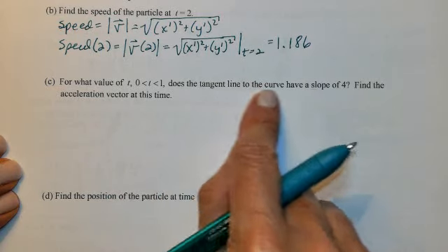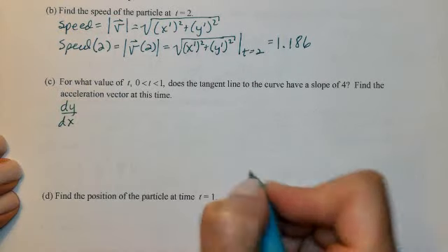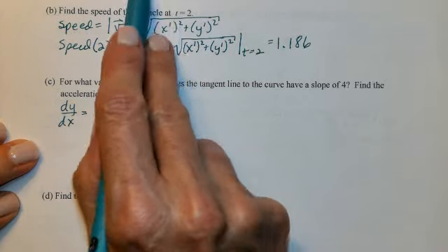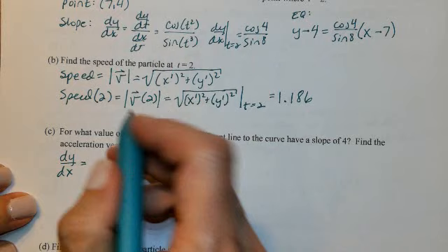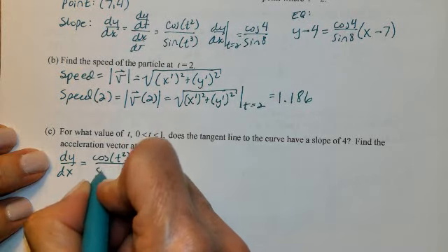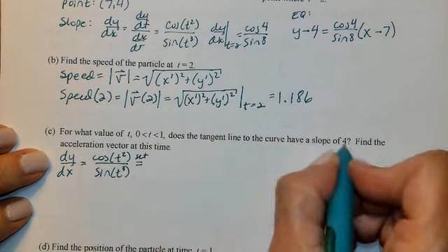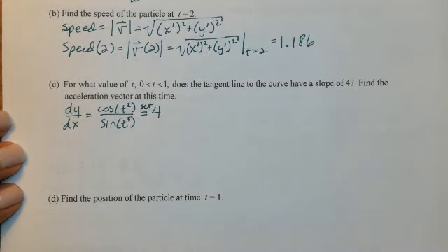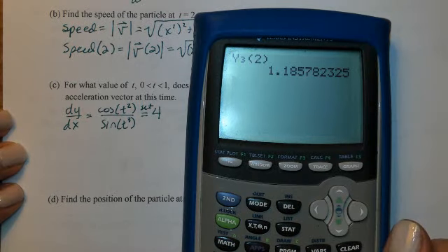All right. Well, for the tangent line to the curve to have a slope of 4, we need to find the slope and set it equal to 4, right? Well, dy dx, we already said what dy dx was up here in part A. All right? Dy dx was cosine of t squared divided by sine of t cubed. And we're going to set that equal to 4. How can we solve that? Calculator time. Calculator time, right?